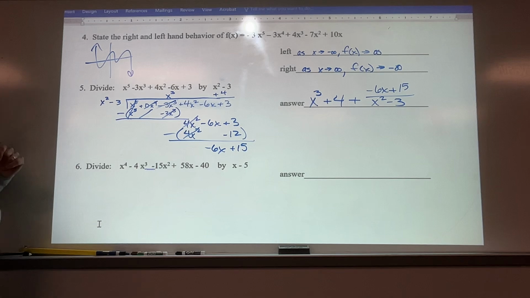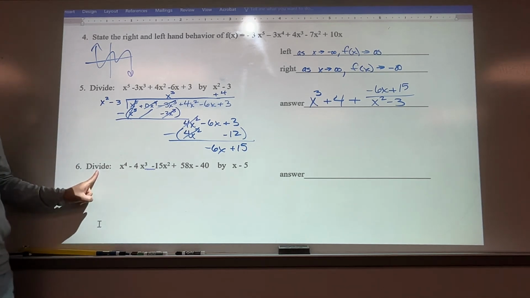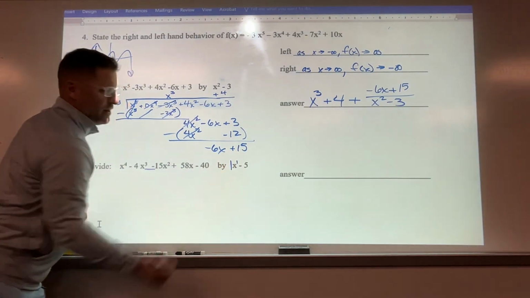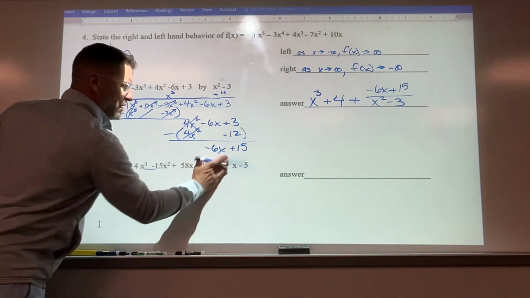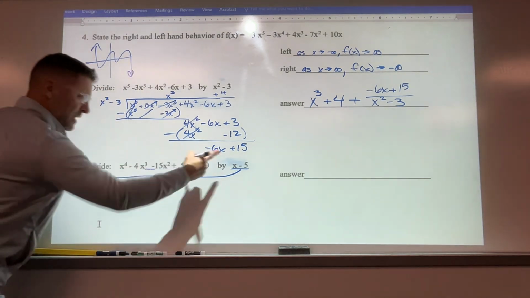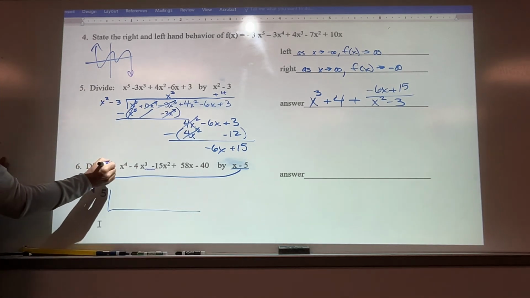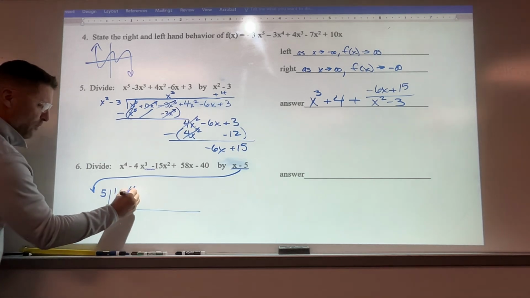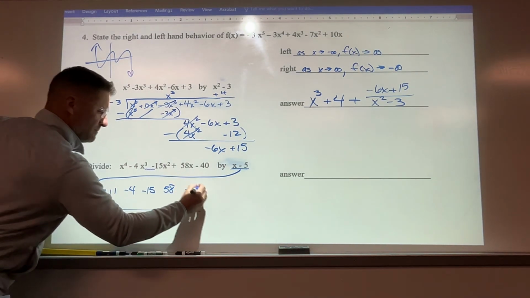All right, next one is synthetic division. And I know it's synthetic, it says divide, but I know it's synthetic division because I have a 1 here and a 1 here. So if you have 1s in both of those spots, you can use synthetic. So I look at that, and I think about my 0. My 0 out of that would be 5. And then I'll put my coefficients in the synthetic spots, which is 1, negative 4, negative 15, 58, negative 40.